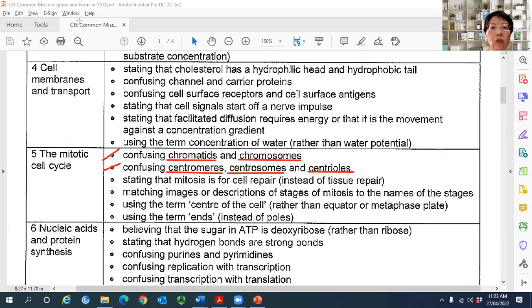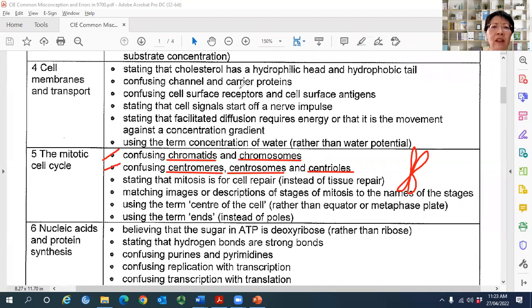Okay, what's centromere, centrosome, centriole? Oh, do you know or not? Okay, what is centromere? Centromere is the point held between the sister chromatids. So it's the point where the sister chromatids are held together, right? Yeah. Okay, good. Or attached together in the chromosome.